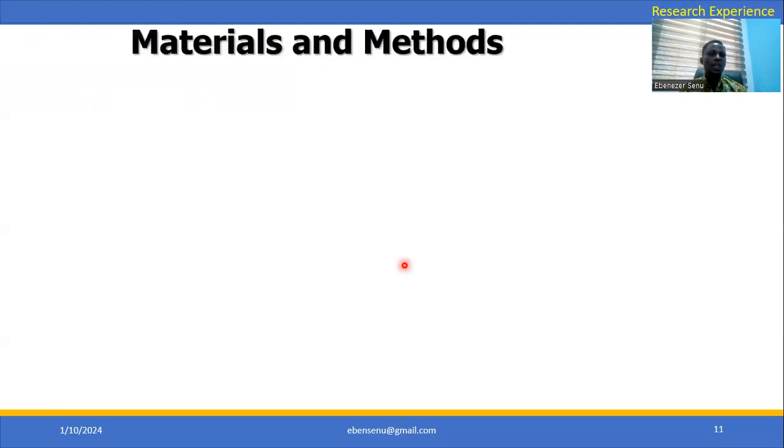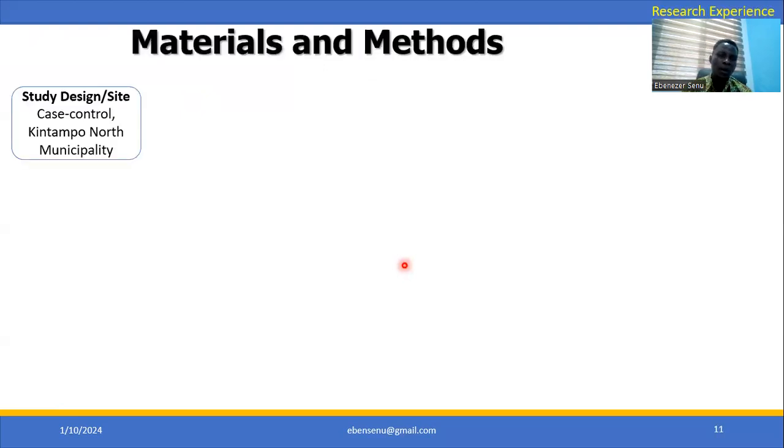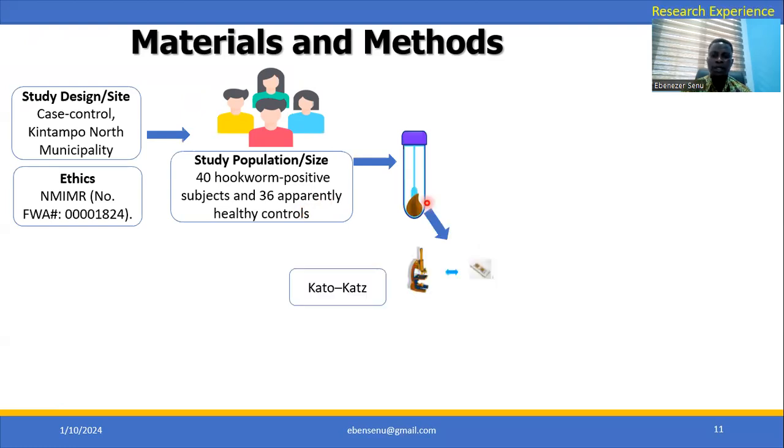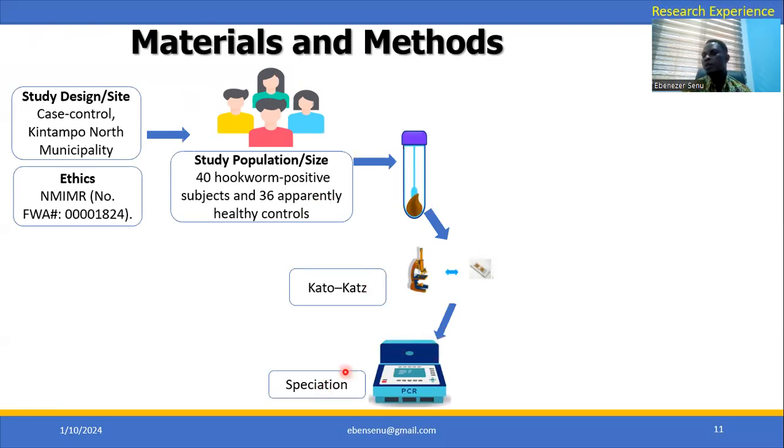In my study, I used an unmatched case control design where I recruited 40 hookworm positive subjects and 36 apparently healthy controls. I took stool samples for the hookworm detection using the Kato-Katz technique, and I further did speciation using PCR. The most common species of hookworm in Africa are Ancylostoma duodenale and Necator americanus. In my study, all the species isolated were Necator americanus.